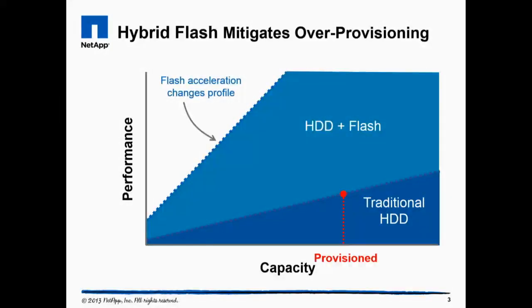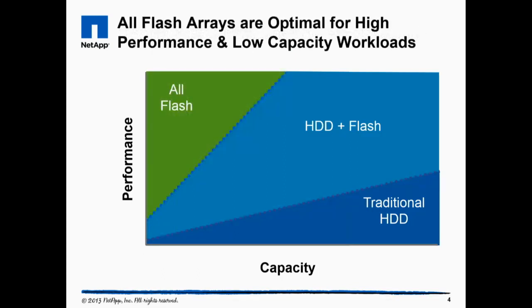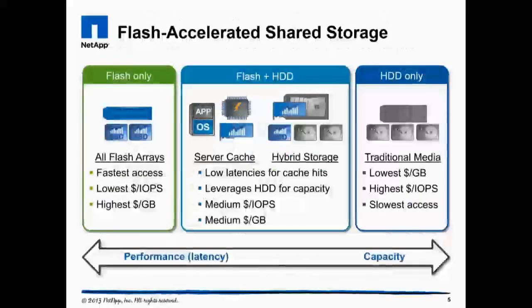If you combine flash storage with your traditional media hard drives, it changes the flash acceleration profile of your entire storage solution. So it pushes that line over to the left, and then you can provision the amount of capacity much closer to what your performance requirements are. And in those cases where you really need a lot of extreme performance, even at much lower capacities, this is where all-flash arrays would tend to fit into your solution considerations.